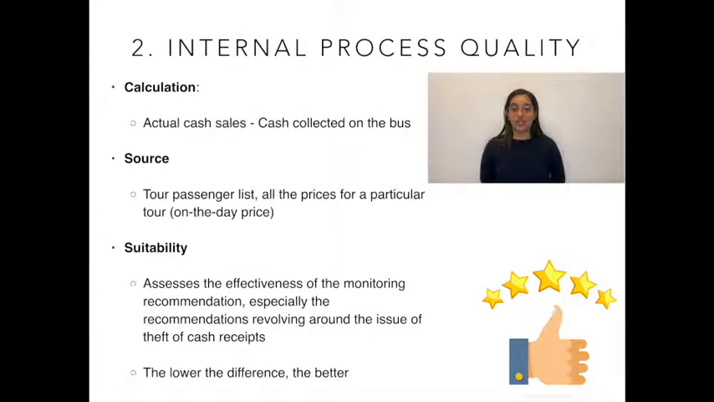Our second KPI is internal process quality. The source for this includes the tour passenger list and prices for a particular tour. The errors can be detected in the reconciliation process by working out the difference between the cash deposited in the cash box and the actual sales revenue made on the bus. For determining actual sales revenue, we can look at the number of tickets that have been sold from the tour passenger list and the price of the bus sale. Using this resulting figure and comparing it to the cash in the cash box, we can get the difference in the amount, which will give an indication of how well our monitoring systems have worked.